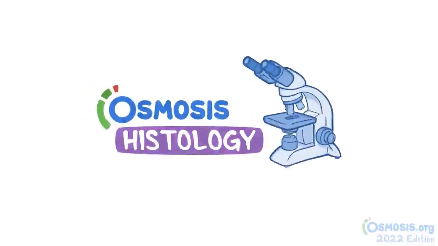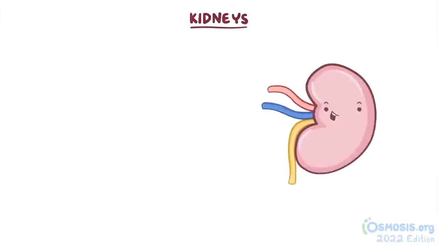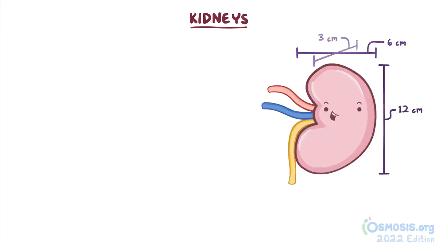Now, let's get a closer look. Kidneys are large, bean-shaped organs that are approximately 12 centimeters long, 6 centimeters wide, and 3 centimeters thick in adults.